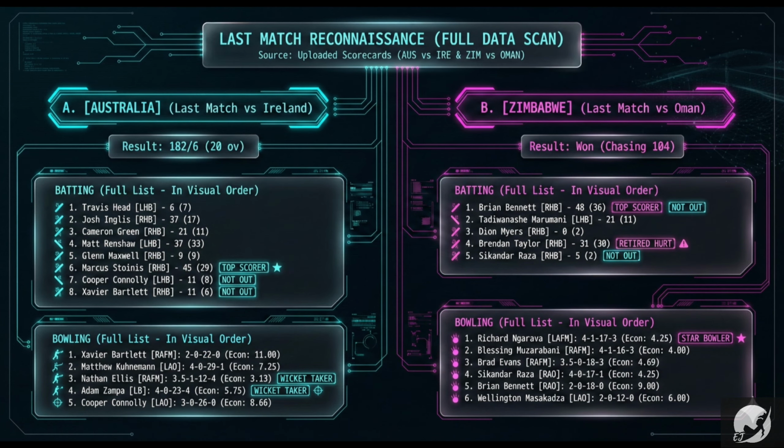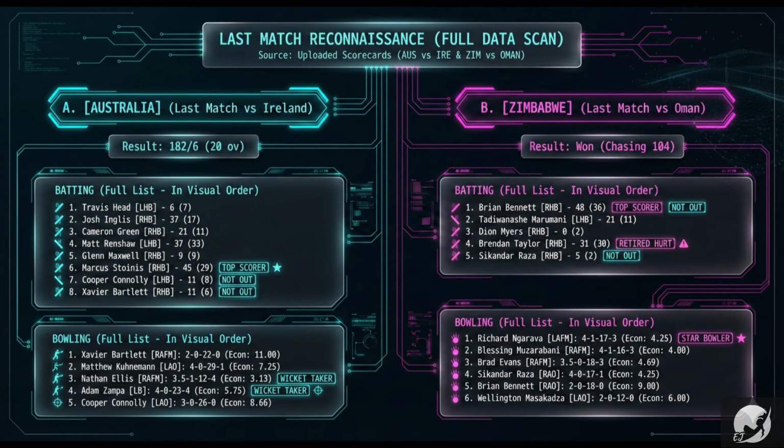Initiate reconnaissance mission. Let's look at the recent evidence. First, scan Australia. They put up 182. Looks strong, right? But look closer at the names. Travis Head. Failed. Maxwell. Failed. Who saved the ship? Marcus Stoinis and Matt Renshaw. The middle order did the heavy lifting. And with the ball, it was the Adam Zampa show. 4 wickets. He is the primary weapon.